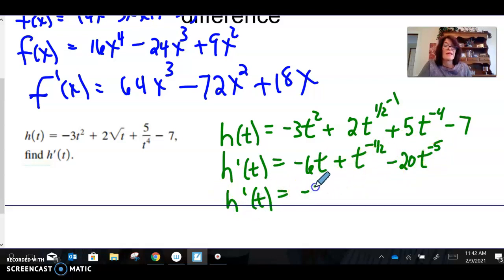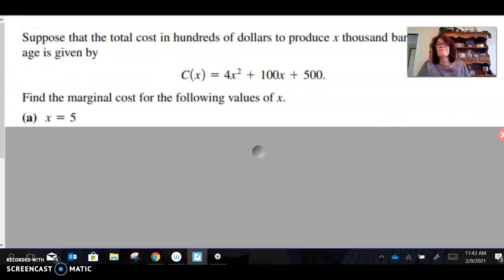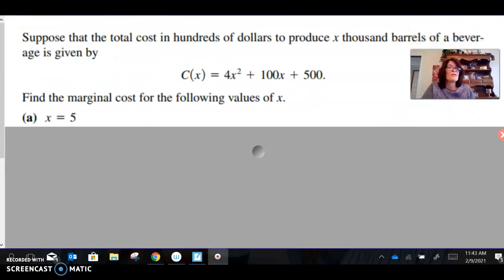You can leave it like that, unless they specify that they want their answer with positive exponents, then I would have to write 1 over t to the 1/2 minus 20 over t to the 5th. And maybe even this 1/2 I would write as square root of t. Okay? All right, so let's apply this to you guys, you business majors going out in the world.